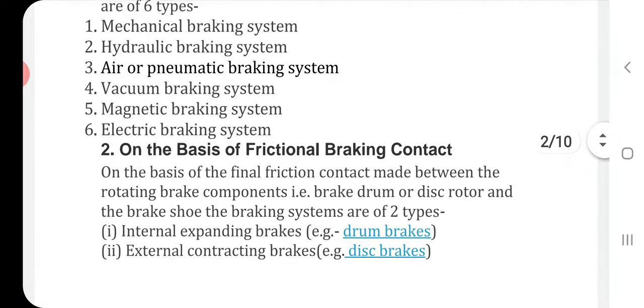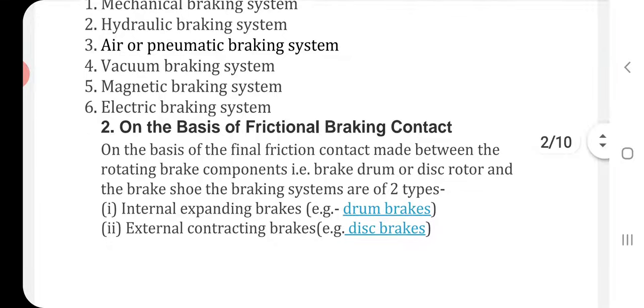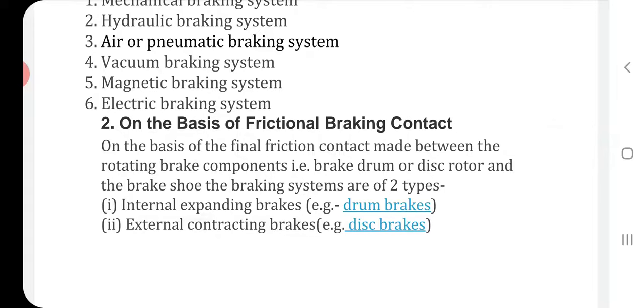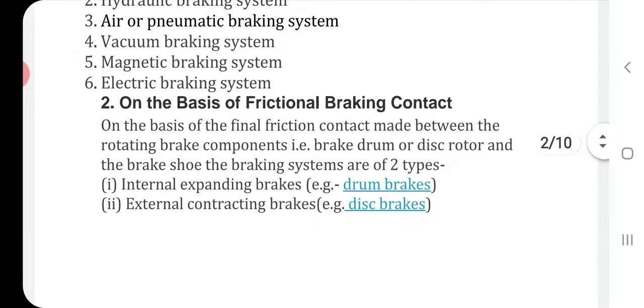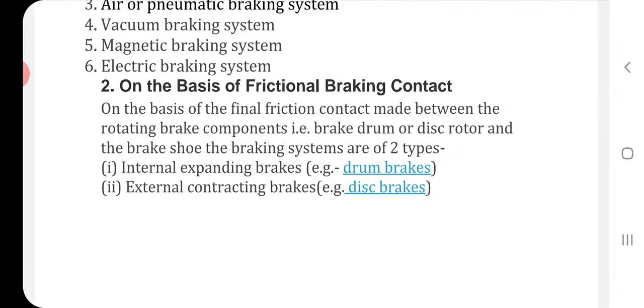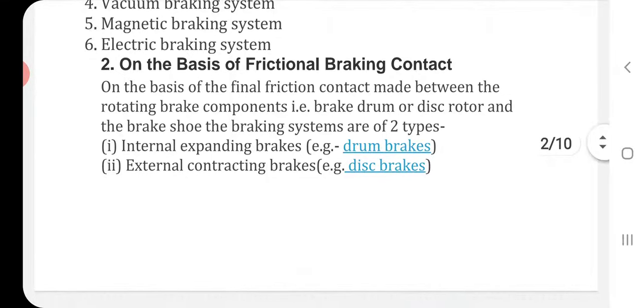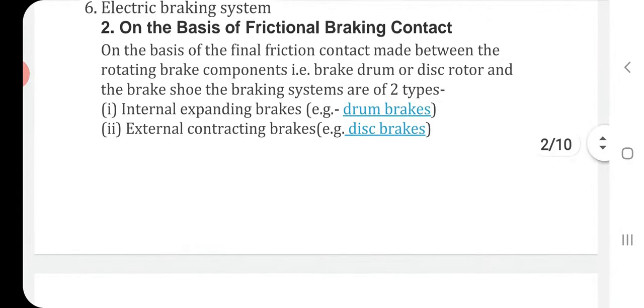You can classify the braking system on the basis of frictional braking contact. On the basis of the final friction contact made between the rotating brake components, that is the brake drum or disc rotor, and the brake shoe, the braking systems are of two types: internal expanding brakes and external contracting brakes, that is, drum brakes and disc brakes. These two are widely used in your automobiles. Nowadays we are using disc brakes.